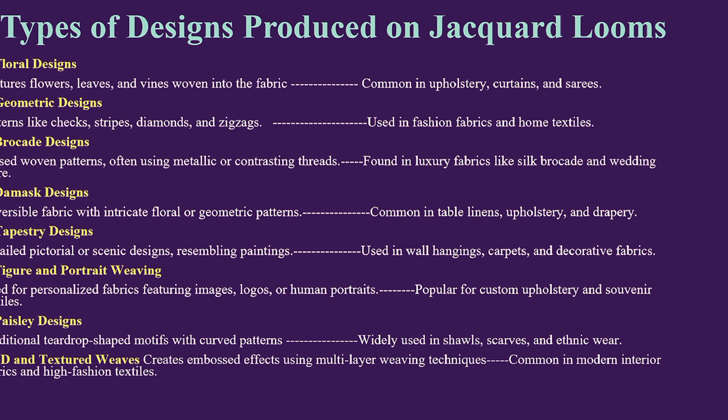The fourth type of design produced in jacquard is damask designs, reversible fabrics with intricate floral or geometrical patterns, commonly used in table linens, upholstery, and drapery. This is also a unique design combination related to the first two, floral designs and geometrical ones like checks and stripes.